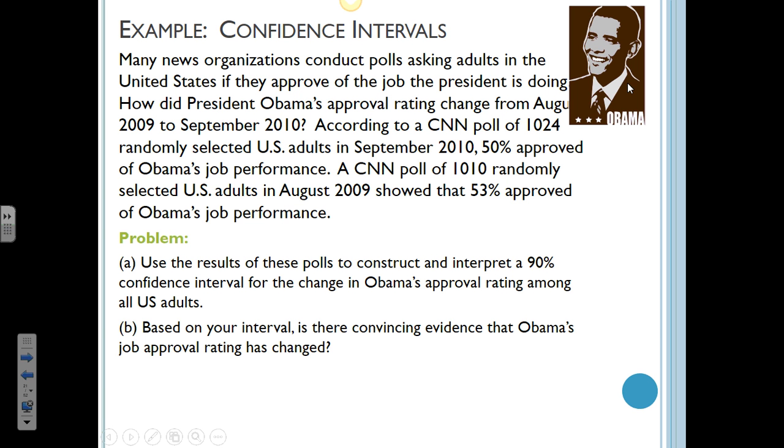And then we're going to have a follow-up question talking about, is there convincing evidence to say that those approval ratings changed or not? That convincing evidence almost sounds like a hypothesis test, but we're not doing one. So we're going to use our interval to conclude something afterwards. So if we're going to do a confidence interval, we are going to PANIC.